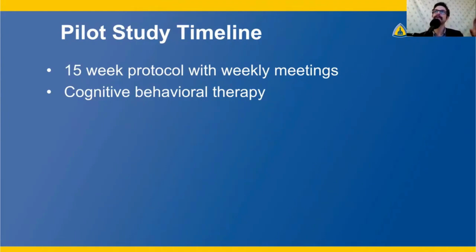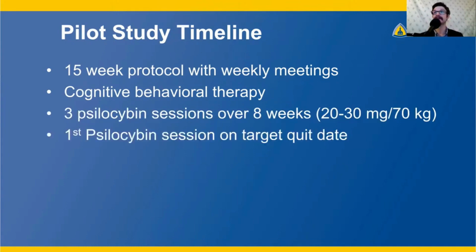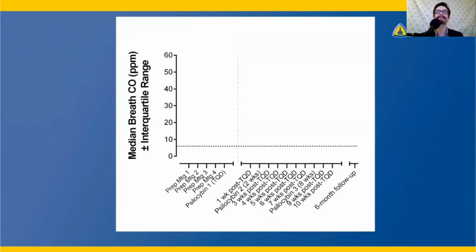So the cognitive behavioral therapy was done in the preparation sessions before the psilocybin, and then in follow-up sessions after the psilocybin. So there were 3 psilocybin sessions in this first study, ranging from a moderate to a high dose. And the first psilocybin session was on their target quit date that was assigned several weeks ahead of time. In other words, the date at which we had planned, like that's the day you're going to quit smoking. You're going to have your last cigarette before that.